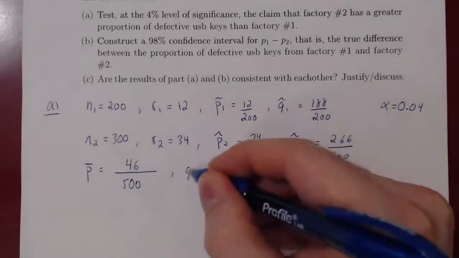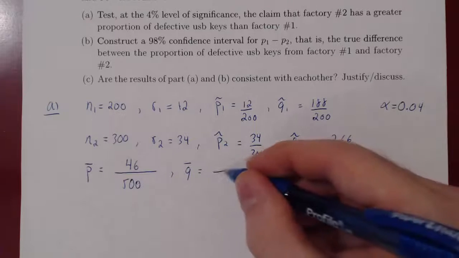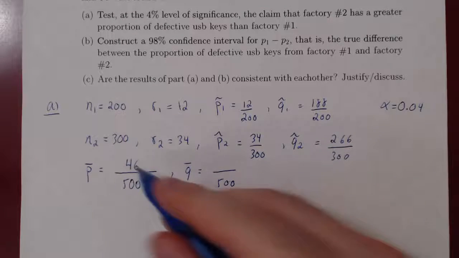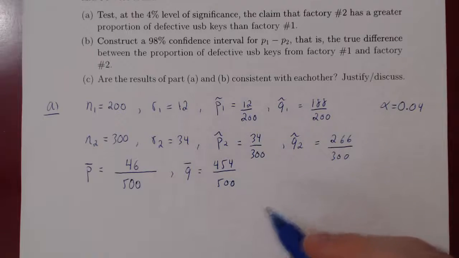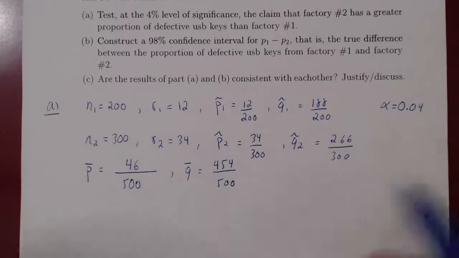Then we have the complement, Q bar, which is simply 1 minus P bar. Again, this is out of 500. And if you do 500 minus 46, you get 454. So now we have the proportion for our pooled sample and its complement. So now we're good to go.